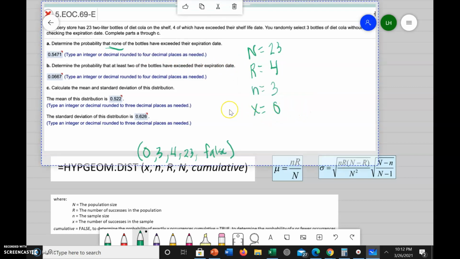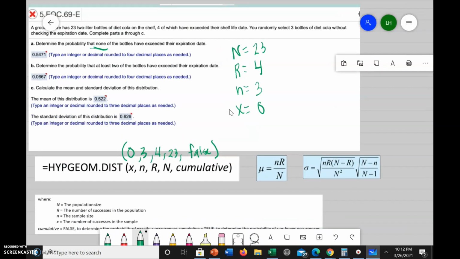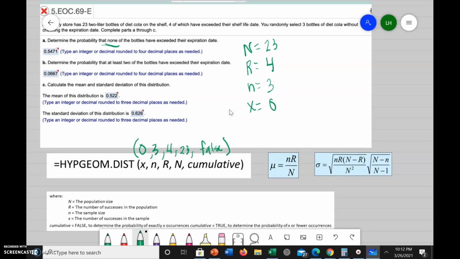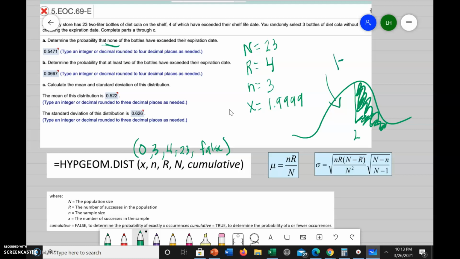Okay, now the probability that at least 2 bottles have exceeded their expiration date. So at least means 2 or more. So what we can do is we can get the probability up until 1.99999 instead of 2. And what that's going to do is, let's just say 2 is right here, and we want it to be at least 2. So we need this, but to get this, we're going to find the other side, and we're going to say 1 minus the probability of the other side to get the greater side.